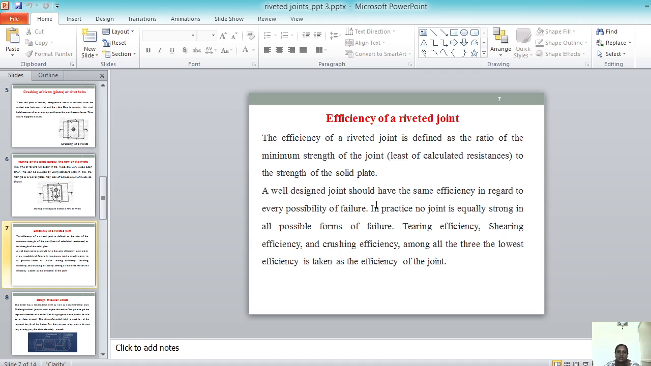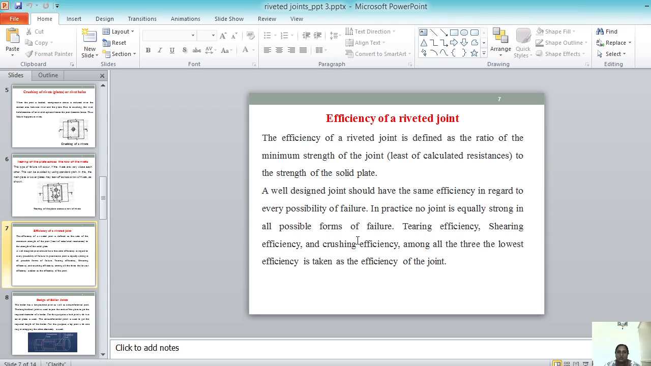A well-designed joint should have the same efficiency in regard to every possibility of failure. The failure possibilities I told you, the four different failure possibilities. The riveted joint should be so well designed that it shows the efficiency in regard to every possible type of failure. In practice, no joint is equally strong. Either the lap or butt joint may have different straps, upper cover plate, lower cover plate. It could be anything, but all types of joints will not have equal strength in every possible failure.